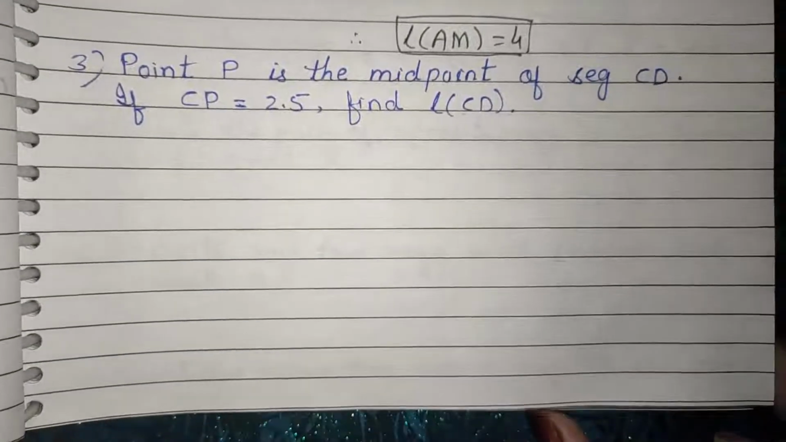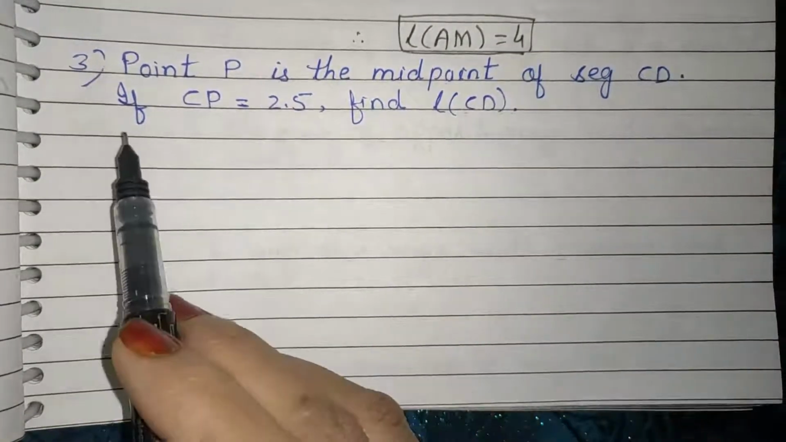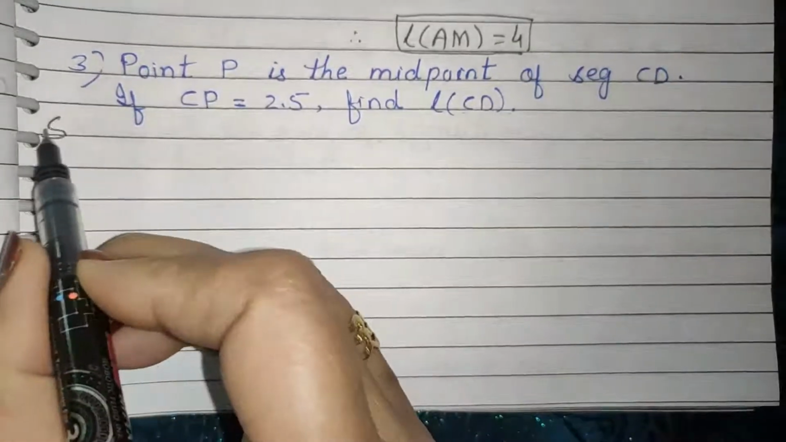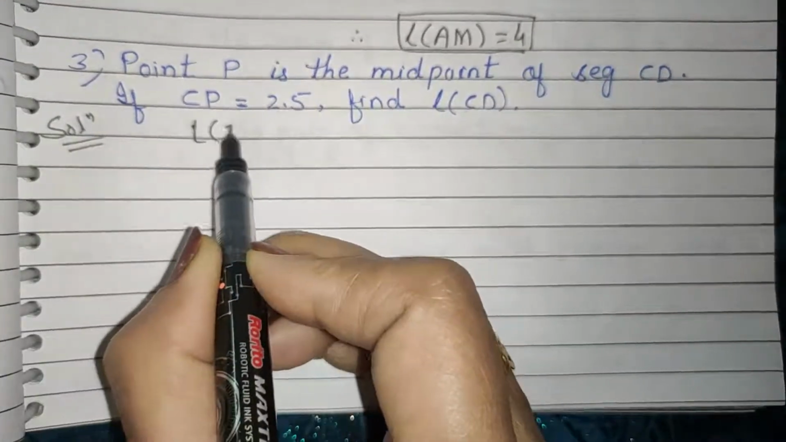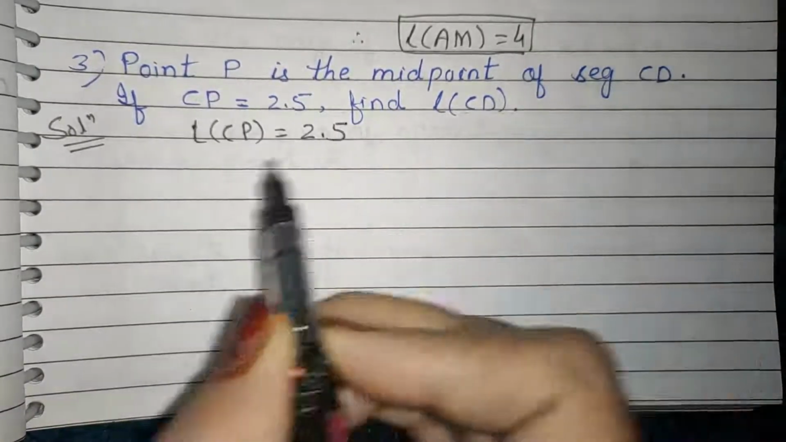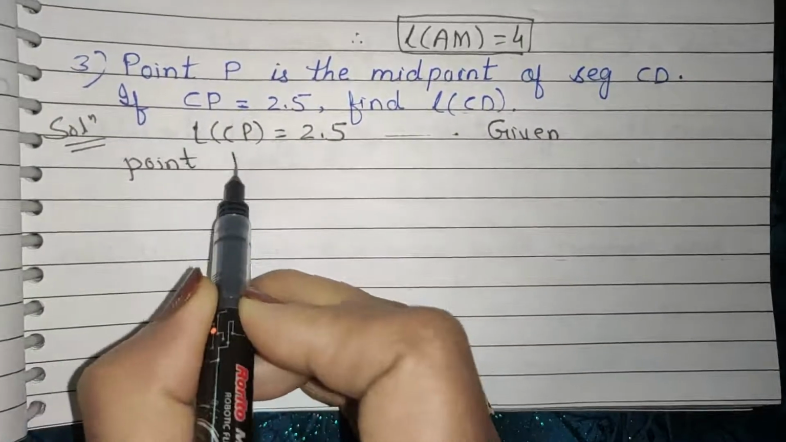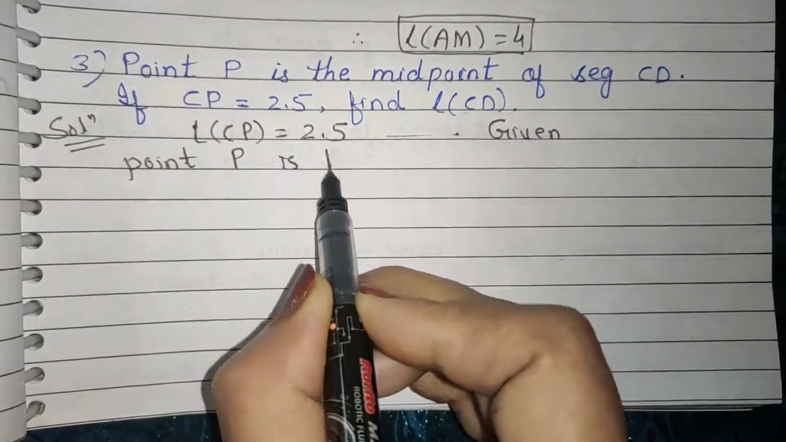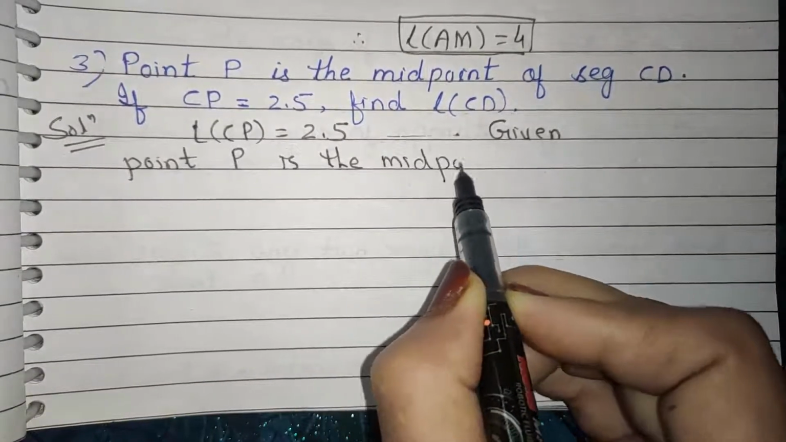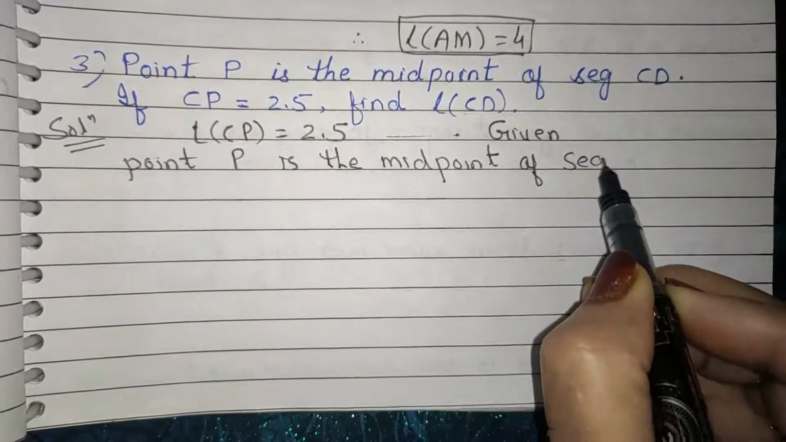Now next one is point P is the midpoint of segment CD. If CP is equal to 2.5, find length CD. Now write down the solution here. Length CP is equal to 2.5. It is given, and point P is the midpoint of segment CD.